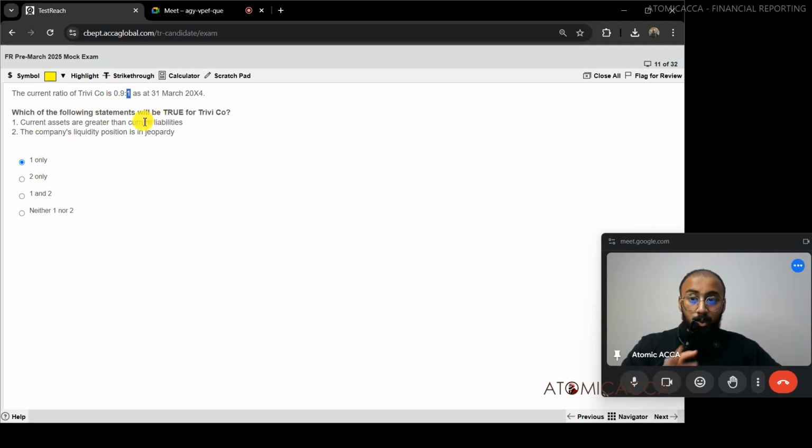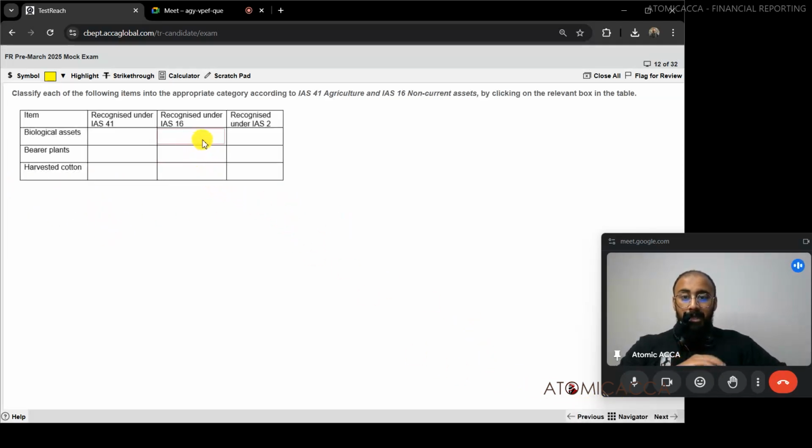They're asking which one is true. Now 1 is false, so 1 and 2 will not be the answer. Now we have to find out whether this one is true or both are false. Company's liquidity position is in jeopardy. Jeopardy means basically in a risky position. That is true because liabilities are greater than the assets. So it is in a risky position for the company. That's not fine. Theoretically speaking, your current ratio should be at least 1.5 or 2 times. Your current assets should be greater than your current liabilities. Here your current assets are less, so your liquidity position is risky. So the second one is correct. So that is over.